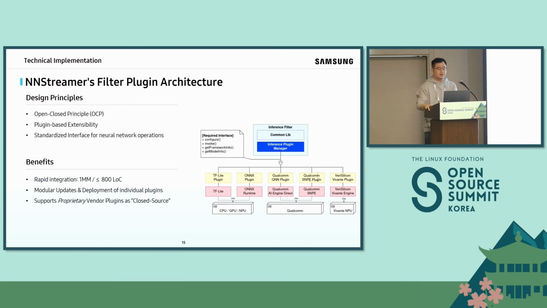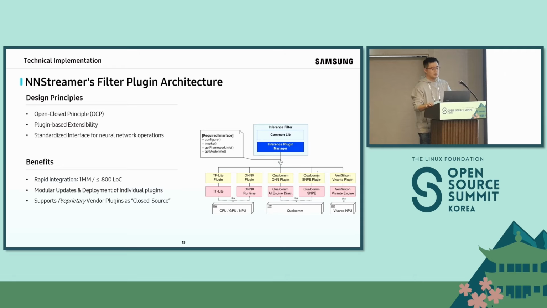To support the various hardware accelerators within NNStreamer's filter element, we adopt a plugin architecture based on the open-closed principle. This means that we define a standard interface for neural network operations, which allows each hardware accelerator to extend it with its own corresponding plugin. We also designed it so that specific settings can be passed as key-value pairs. This allows us to achieve the best performance while still using the standard interface.